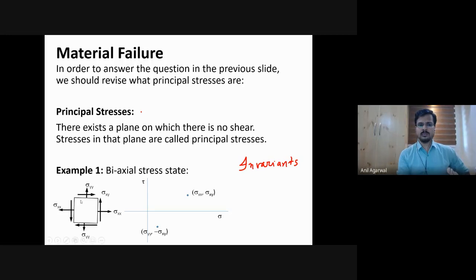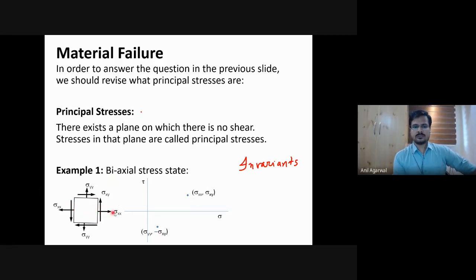So this is one element, similar to one that I was showing you, and it has stresses sigma xx, sigma yy, sigma xy, as shown here. Any questions? Okay. So this is the stress state, and we know how to draw the Mohr circle, right?